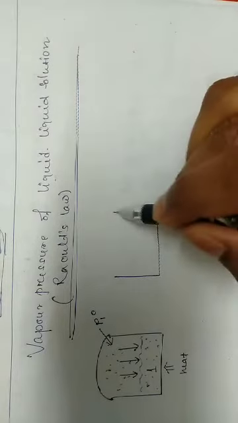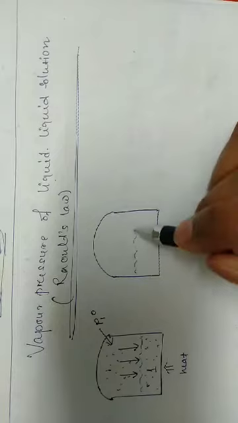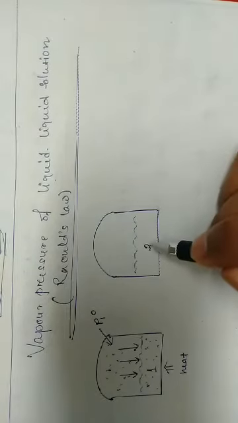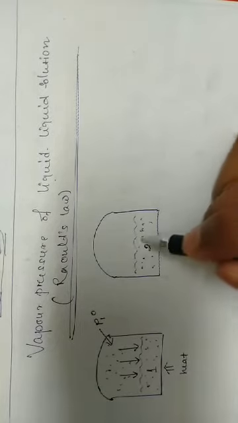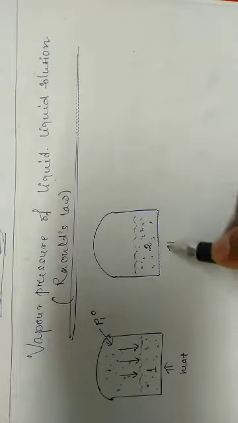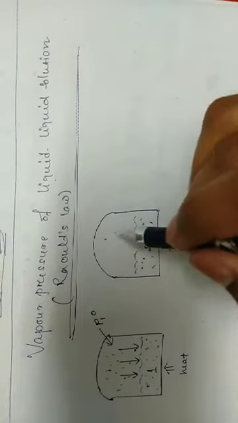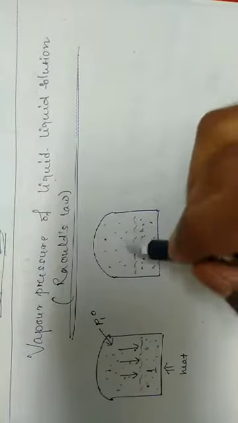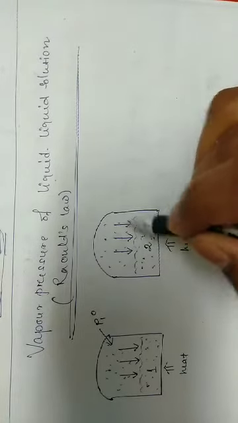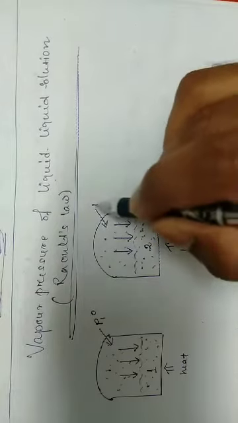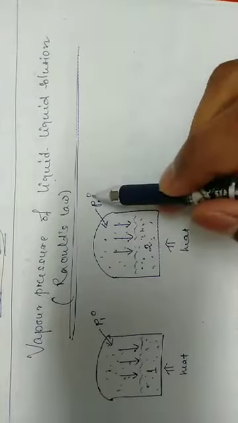Similarly, consider one more container in which we have a volatile liquid component 2. Component 2 is also a volatile liquid. Here also we supply heat, then molecules vaporize from the liquid state to the vapor state. From the vapor state, molecules apply pressure on the surface of the liquid. So the vapor pressure for the liquid component 2 is P2 naught. Remember, naught represents the pure component.